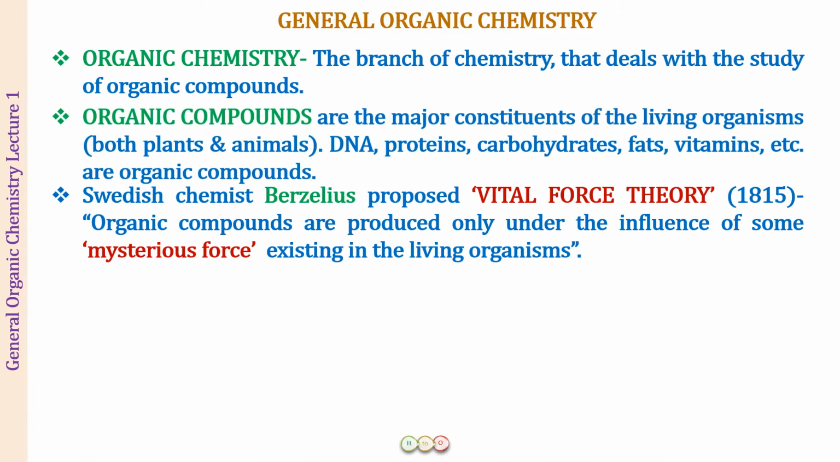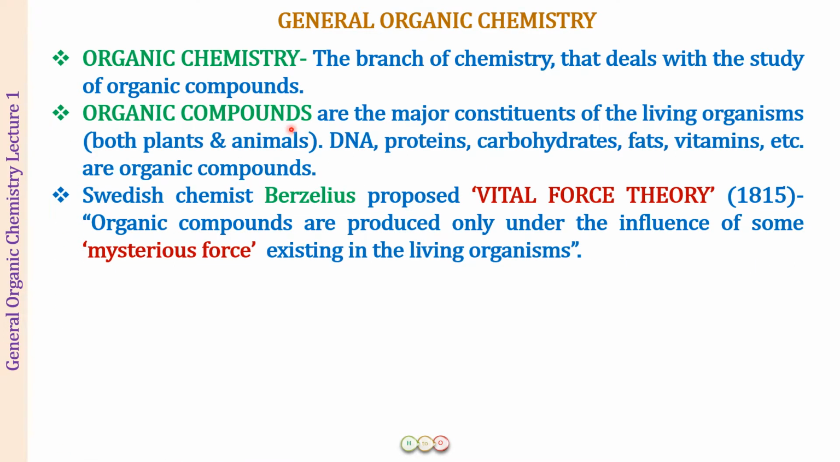And what are organic compounds? They are the compounds derived from living organisms only, both plants and animals. For example, DNA, proteins, carbohydrates, fat, and vitamins are all organic compounds. This definition continued after Berzelius for some time. It had its significance because we could obtain organic compounds only from plants and animals.